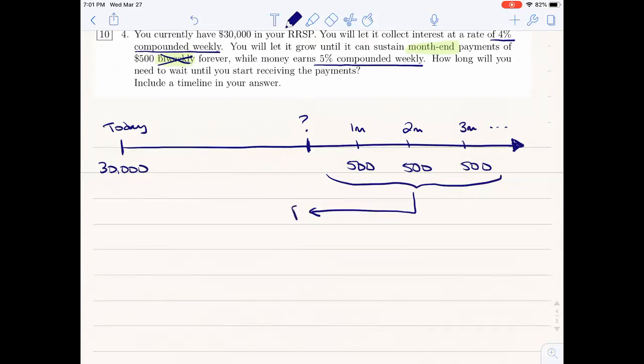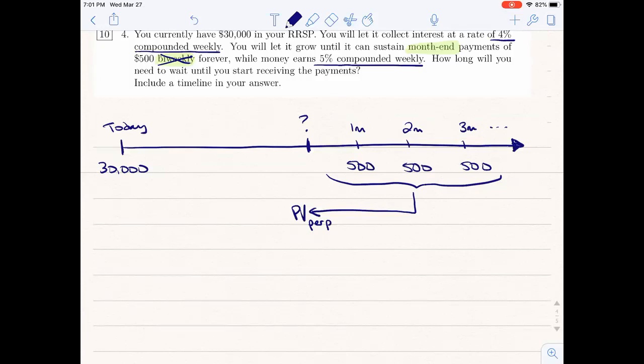These all funnel back to a present value of a perpetuity. If we needed these payments to start immediately, you would have a perpetuity due. And so we need to figure out what amount we need this 30,000 to grow to. That's going to be the present value of the perpetuity, right? And then we can figure out how long that is going to take at 4% compounded weekly.